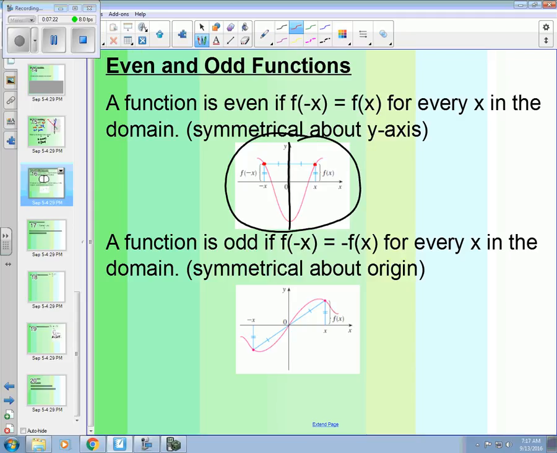Okay, a function is odd if the function at the opposite value equals the negative value of that function for everything in the domain. Another way of saying that is it's going to be symmetrical about the origin. So if you look at this next example, if you have a value here and a value here, it's symmetrical about the origin. It's the same distance away on either side. And that's true for every point here. There's a symmetrical value opposite the origin.